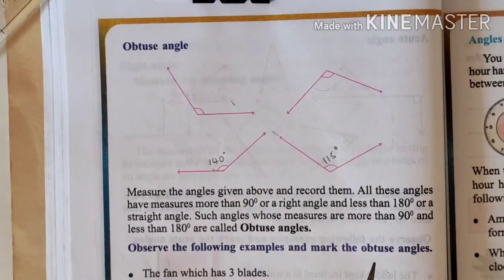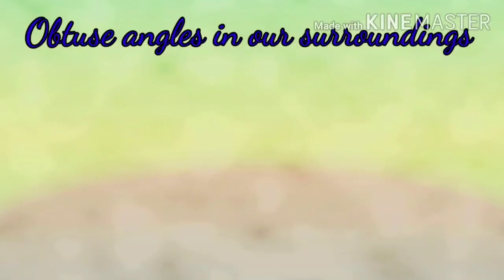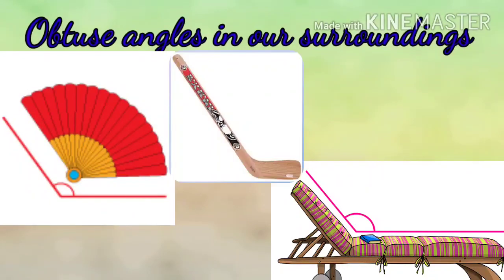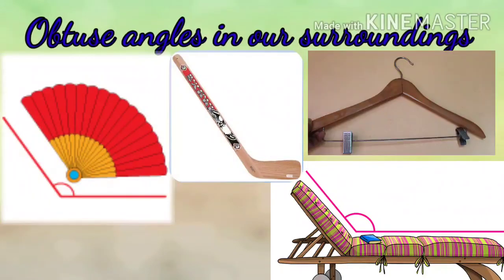And when you do so, all these angles measure more than 90 degree or a right angle and less than 180 degree or a straight angle. Such angles whose measure is more than 90 degree and less than 180 degree are called obtuse angles. These are a few obtuse angles that we find in our surroundings. A fan, a sleeping sofa or an easy chair, a hockey stick, neck of the hanger are a few obtuse angles that we find in our surroundings.